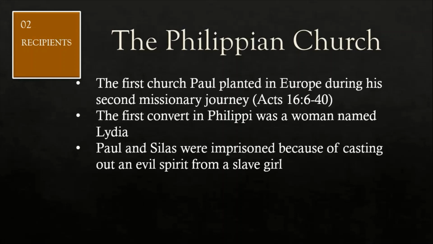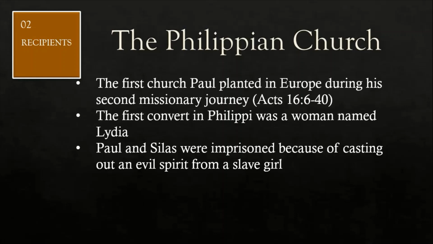And then Paul and Silas were imprisoned because of casting out an evil spirit from a slave girl. So when Paul was continuing to minister in Philippi, there was a slave girl who was possessed by a demon who was following him around. And then finally, Paul got annoyed. He cast out a demon from the slave girl. And this slave girl had owners. So this slave girl who was possessed by a demonic spirit was actually being used by her masters to earn money through fortune telling. So this slave girl was a fortune teller.